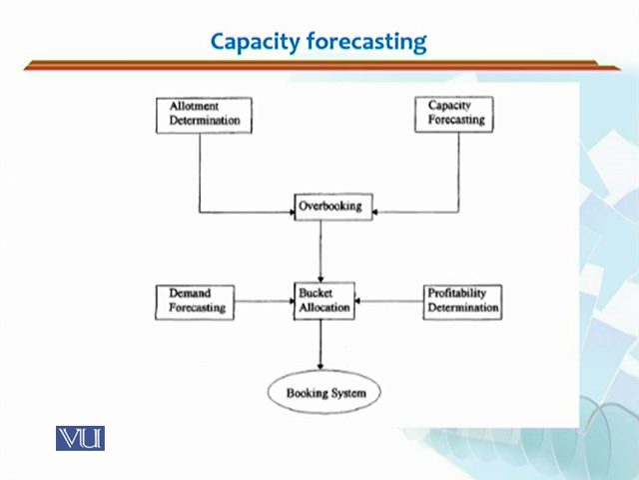Now just look at the capacity forecasting process. There is allotment determination. There is also capacity forecasting. Of course, for CRM, allotments are important. And whatever is left, you forecast that technically. There is, of course, the phenomenon of overbooking, and you overbook your capacity from different market segments, and we call it the bucket allocation. Bucket allocation depends upon the demand forecasting and profitability determination. And this is your overall booking system.